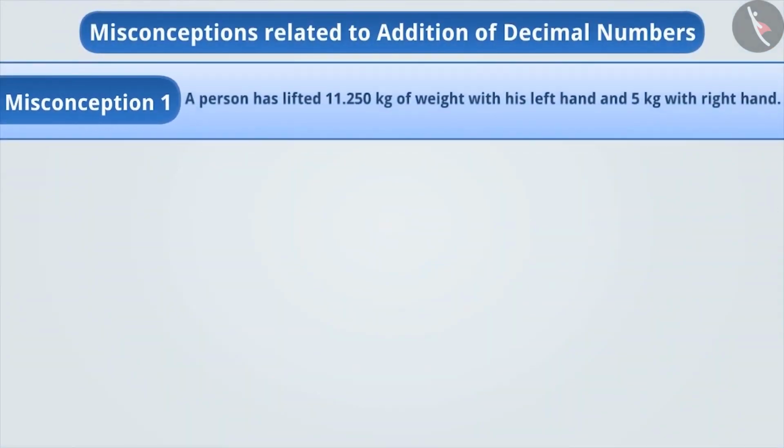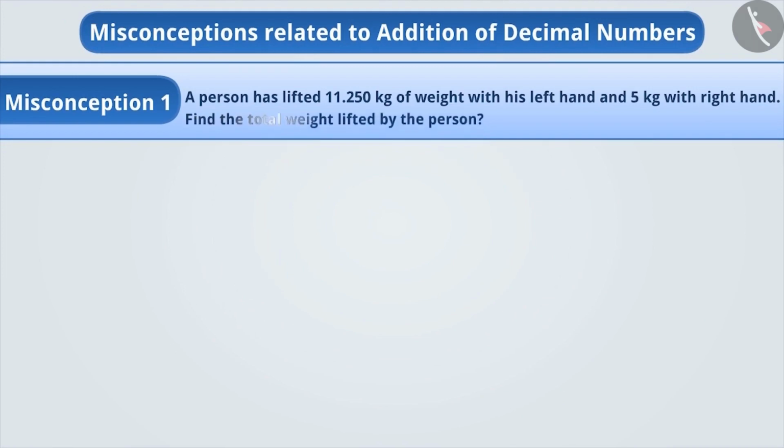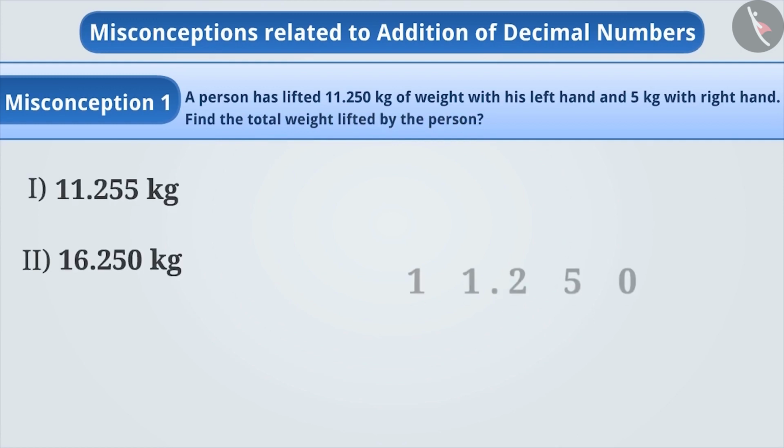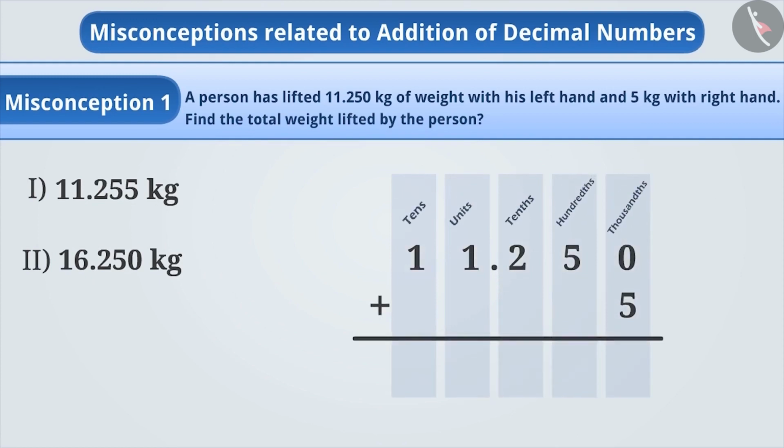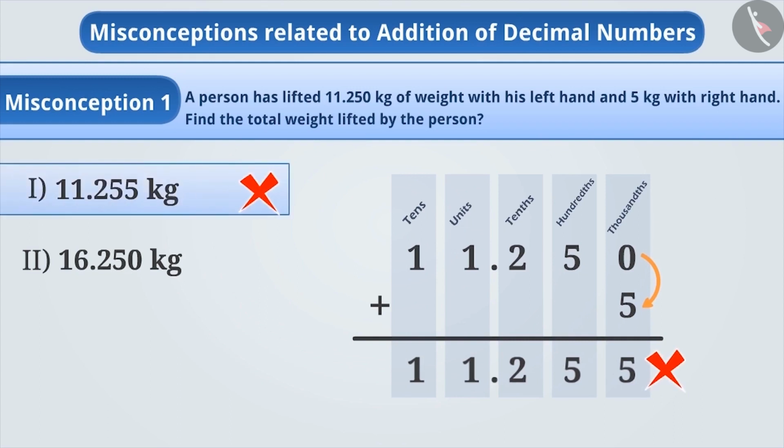Misconception 1. A person has lifted 11.250 kg of weight in his left hand and 5 kg with his right hand. Find the total weight lifted by the person. While adding decimal numbers, the place value of digits is ignored. Here, while solving this example, 5 is written below 0 and the sum obtained is 11.255 kg. Since the placement of numbers has not been done correctly, the incorrect answer, option 1, is chosen.